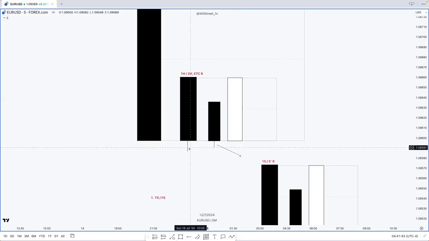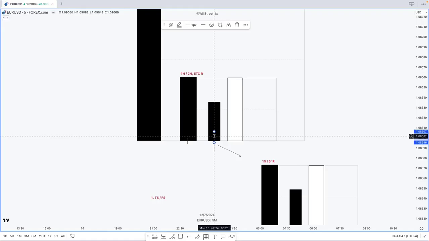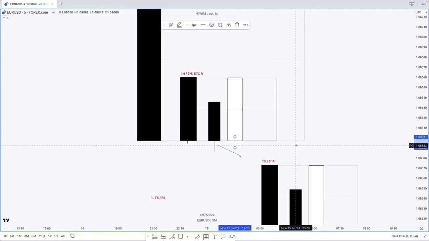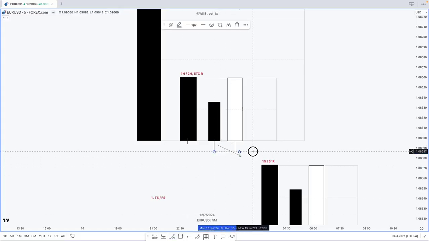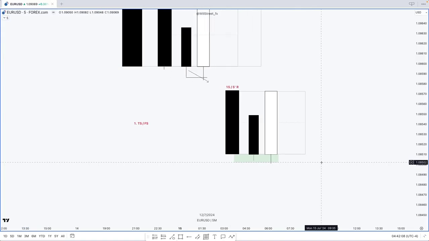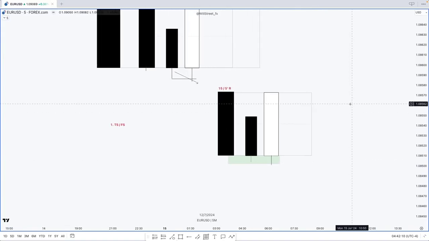Or here, imagine. Here, we have this. In this case, this is a failure swing. Or in this case, we have an intra turtle soup, which could be something like this in a lower time frame. Do you agree? Yes, you do. So, next one.